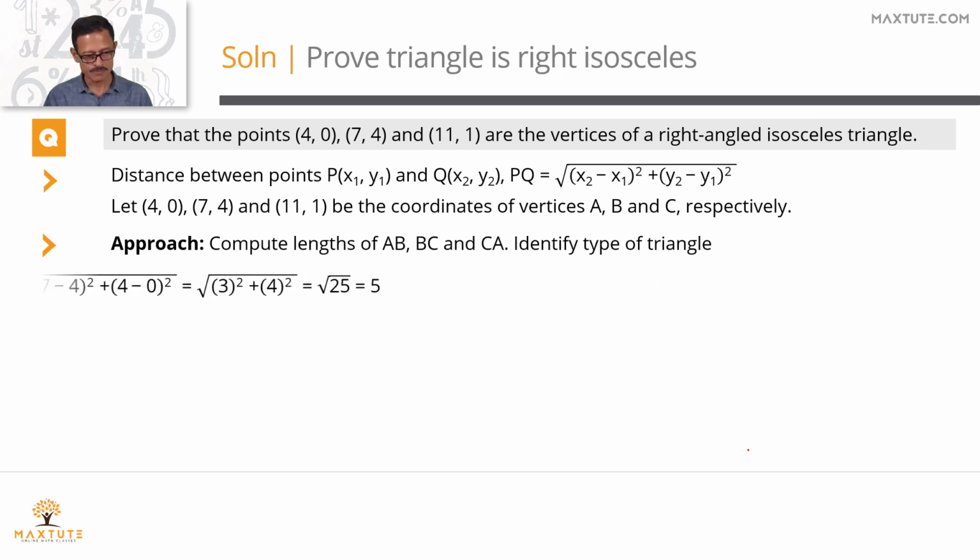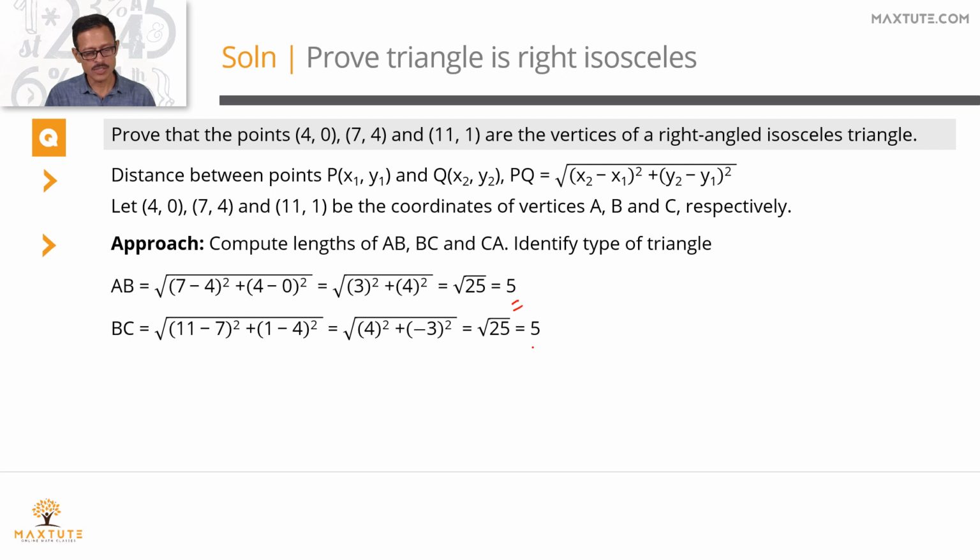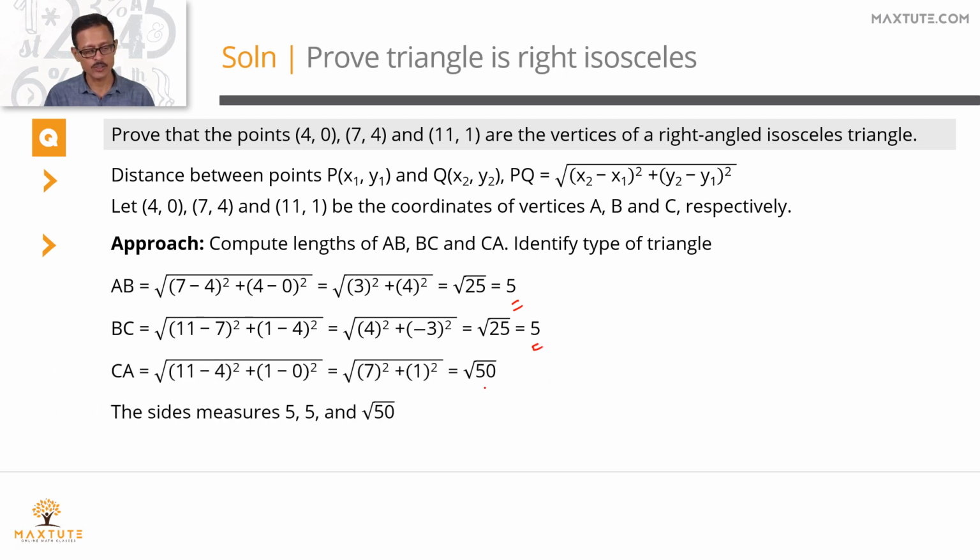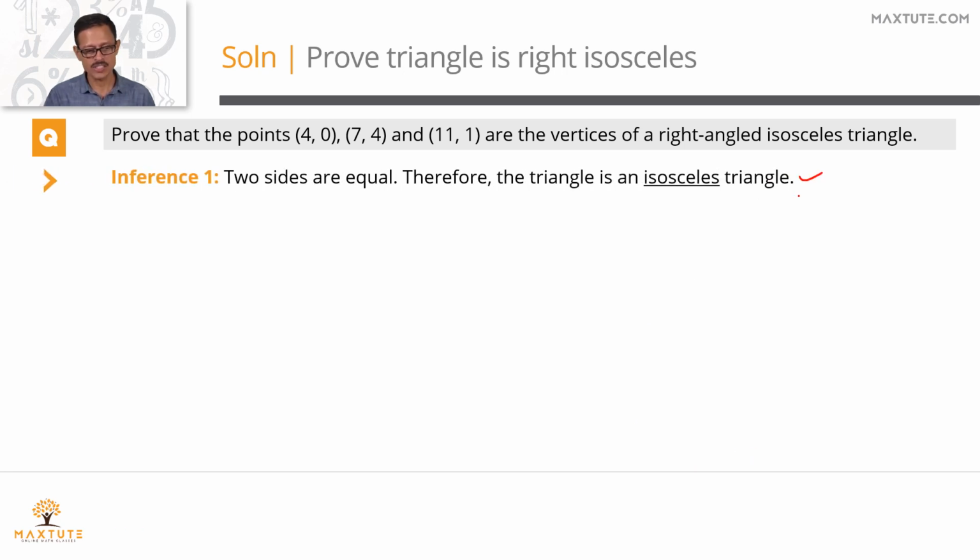Quickly summarize it in a printed form. Finding out the length of AB, which is equal to 5. BC is also equal to 5. We computed CA in the last slide to be equal to root 50. So these are the 3 sides of a triangle. 2 sides are equal, so it's an isosceles triangle.